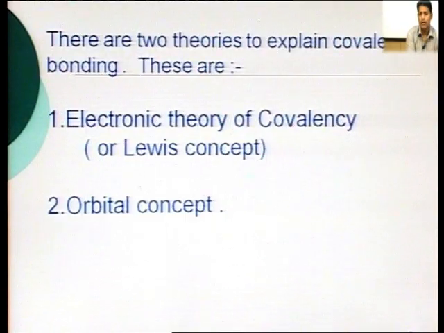There are two theories to explain covalent bonding. These are the electronic theory of covalency, or Lewis concept, and the orbital concept. The first one is the electronic theory of covalency, also called the Lewis concept. The second theory is the orbital concept. Here we are going to discuss only the orbital concept.